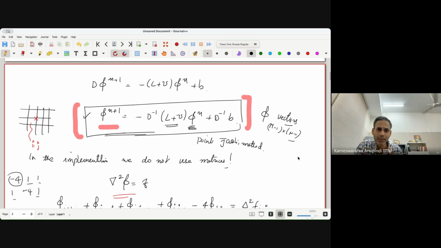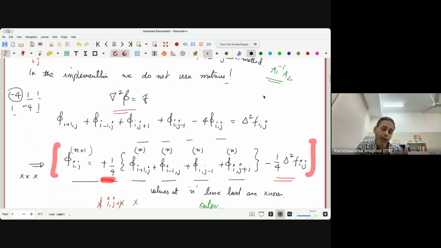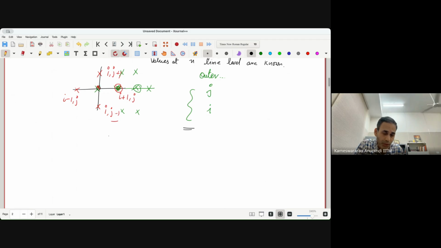But then, as we discussed yesterday, the convergence of the point Jacobi method depends on the spectral radius of this quantity, right? This quantity is your A1 inverse A2, right? We said the spectral radius of A1 inverse A2 is going to decide whether this method is going to converge or not.